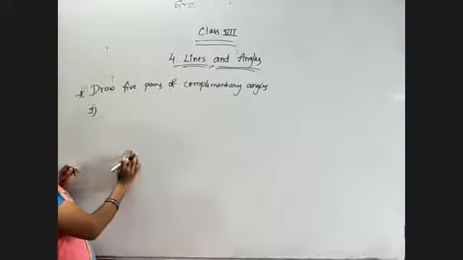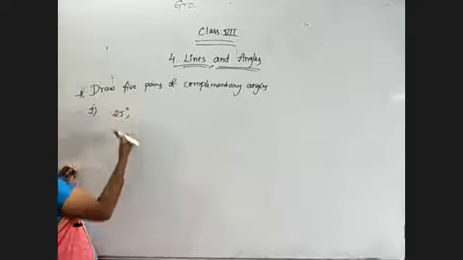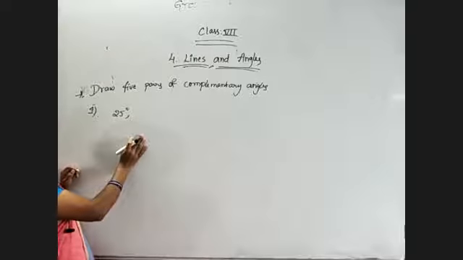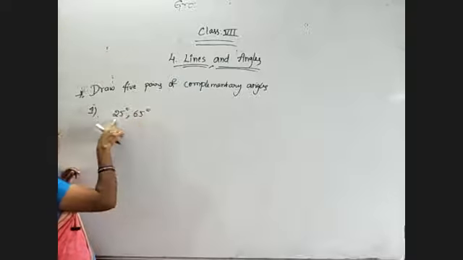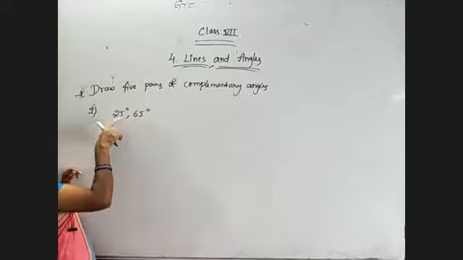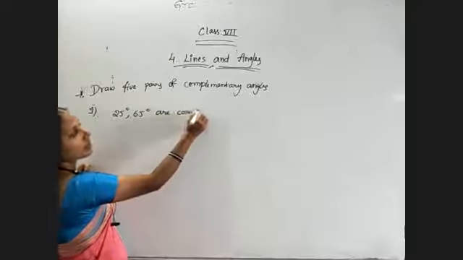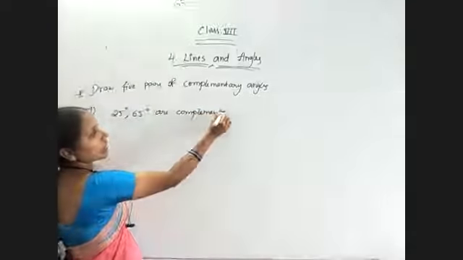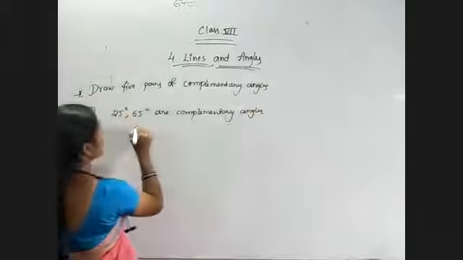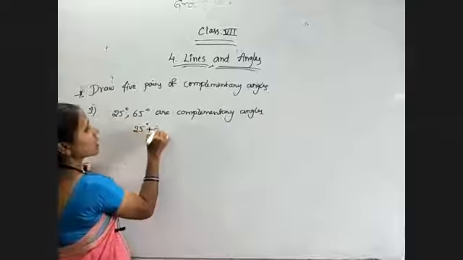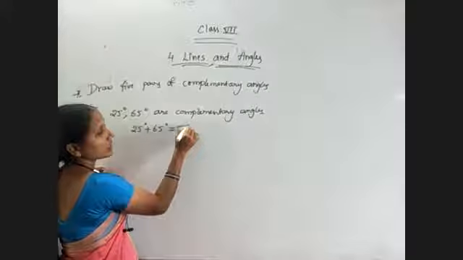Now one of the angles I am taking is 25 degrees. Then what will be the remaining angle? 65 degrees. Yes or no? 60 plus 20, 80, 80 plus 10 is 90. 25 comma 65 degrees are complementary angles because their sum is equal to 90 degrees, since 25 plus 65 is equal to 90 degrees. So these two are complementary angles.